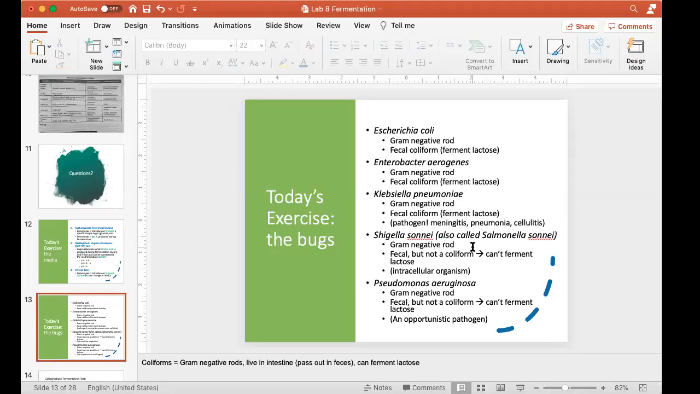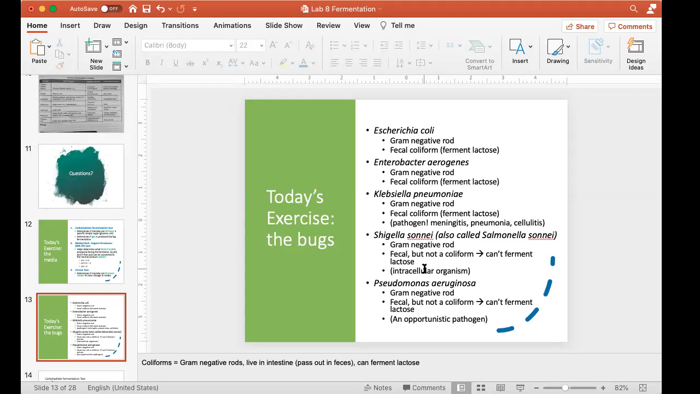But Salmonella and Shigella are so closely related genetically that this particular organism keeps going back and forth. People say, no, it's a Salmonella. No, it's a Shigella. So this organism has gone through a name change a couple of times, back and forth, which is why, depending on the source materials that you read, sometimes it's referred to as Shigella sonnei, and sometimes it's referred to as Salmonella sonnei. It just depends on what source material you're using. So we're going to call it Shigella because I think that's the most recent name that it goes by. This organism, this Shigella, is also a gram-negative rod, also fecal, but it's not a coliform. So what that means is it cannot ferment lactose.